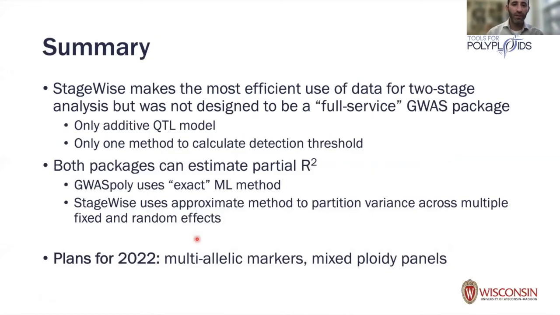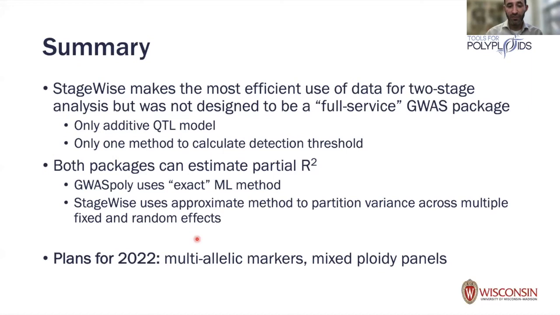Okay, so summing things up, this stage-wise package has the advantage that it makes the most efficient use of the data in the context of a two-stage analysis. But on the other hand, it was never designed to be a full-service GWAS package. It will only test the additive QTL model, whereas GWAS poly has a series of dominance models that you can test, and even a general model. There are not as many options for detection thresholds. So again, choosing which one best meets your needs could vary depending upon your situation.